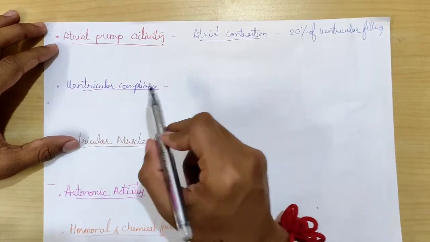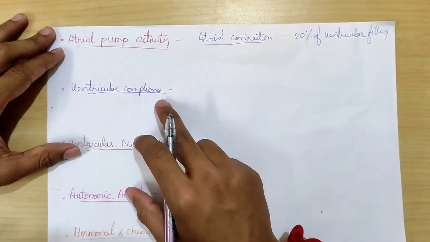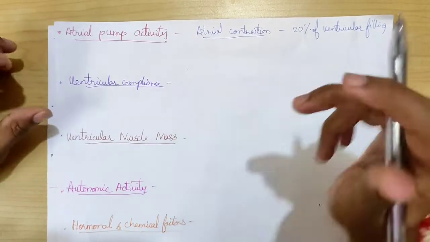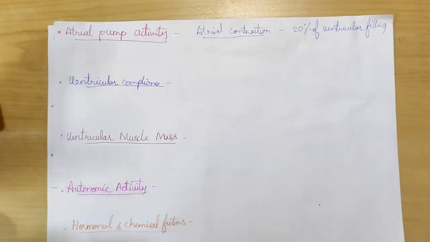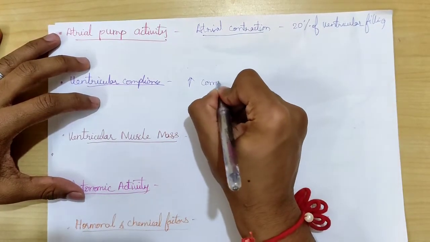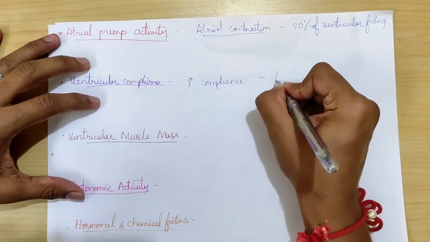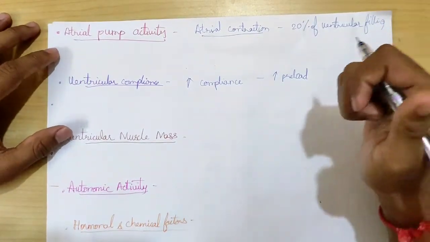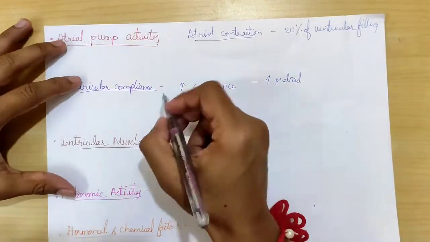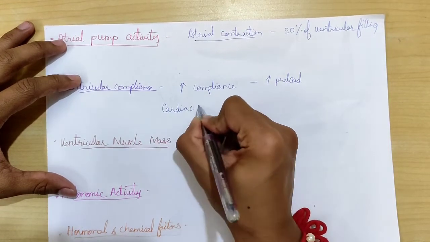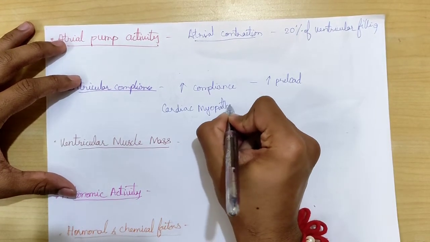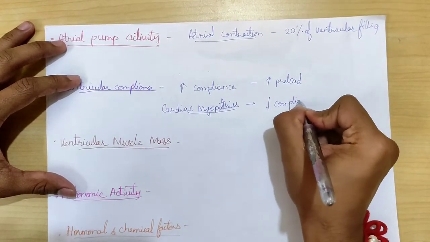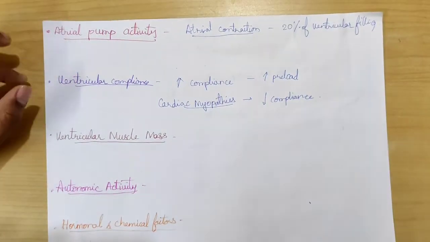So the next factor is the ventricular compliance. Compliance means nothing but the stretchability of the muscle. So the stretchability of the ventricular muscle determines the end diastolic volume or the preload. So when there is more compliance, there will be increased preload, because the muscle can stretch more, so there will be more preload or end diastolic volume. In cases like cardiomyopathies, the compliance decreases, therefore the preload decreases, which again decreases the cardiac output by decreasing the stroke volume.